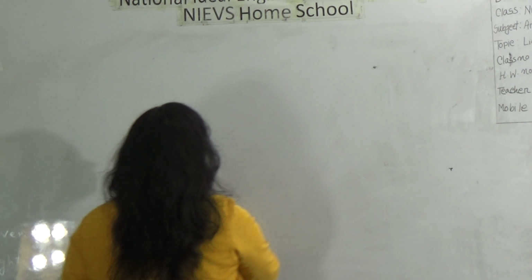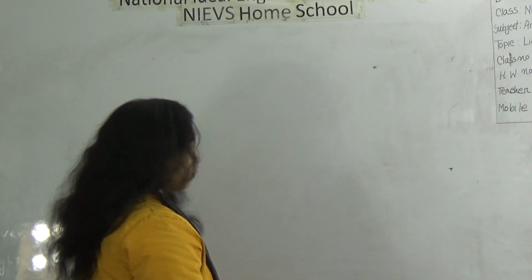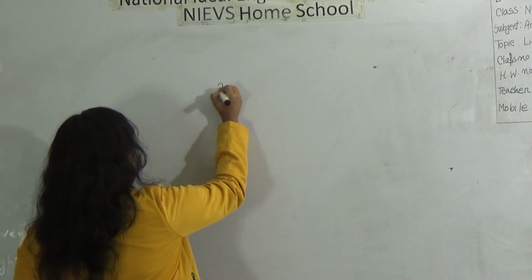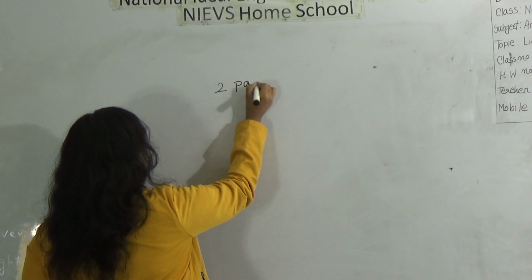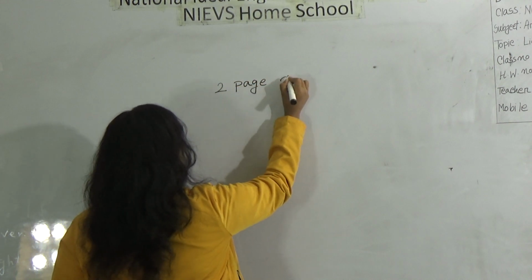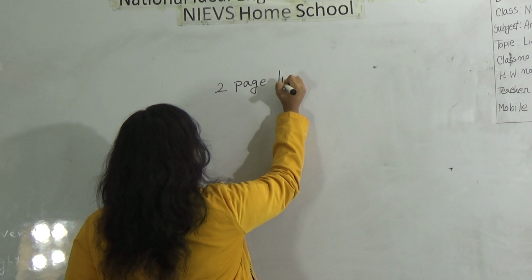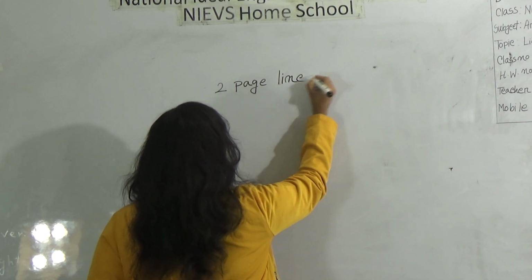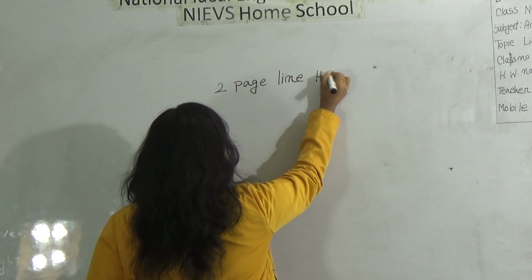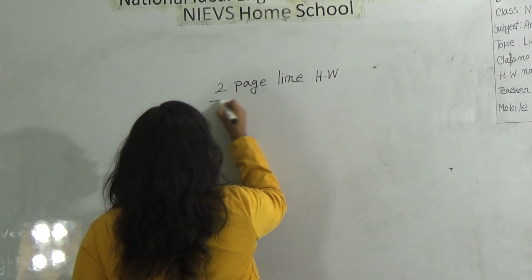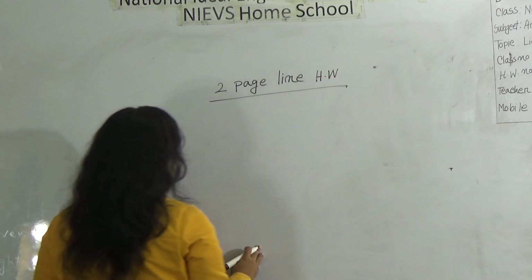You must draw at least two pages of lines. That is your HW. Remember this very carefully. Two-page line is your HW.